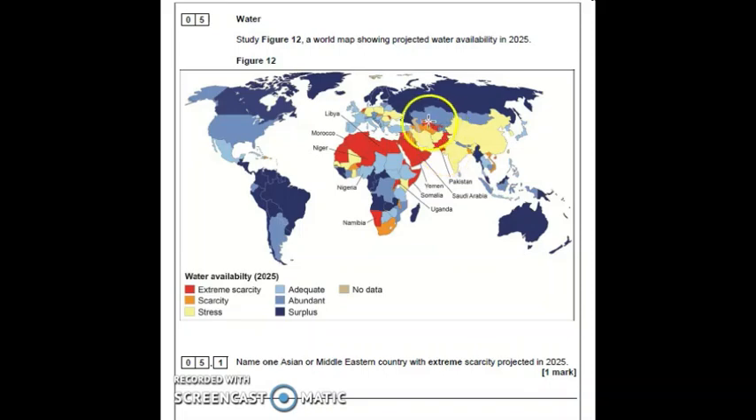So just got to pick out one of these red countries, for instance, Pakistan, Saudi Arabia, Yemen, etc. The only way you can really go wrong is if you start picking African countries like Libya, Morocco, Niger. So it's got to be one of these.